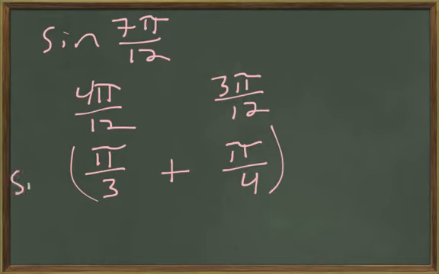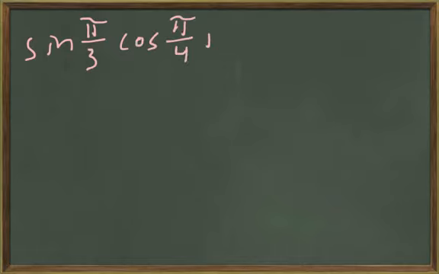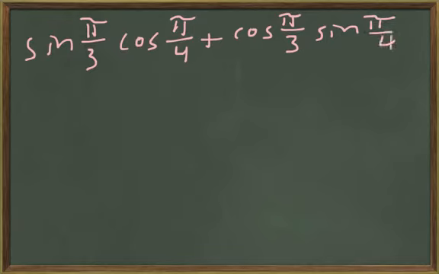So we're going to be using sine of pi over 3 plus pi over 4, because pi over 3 we can use in the unit circle, pi over 4 we use with the unit circle. So this ends up being sine of pi over 3 cosine pi over 4 plus cosine pi over 3 sine pi over 4.